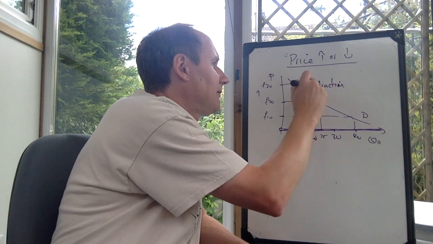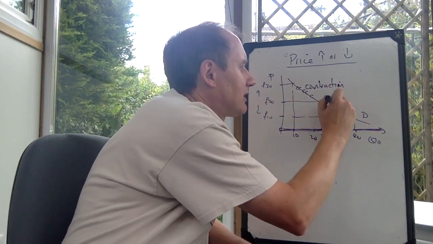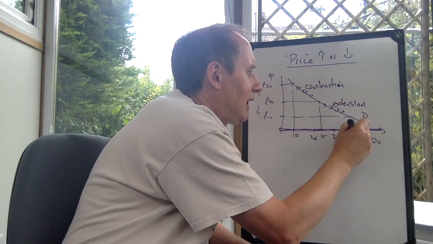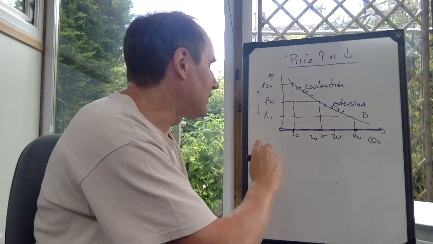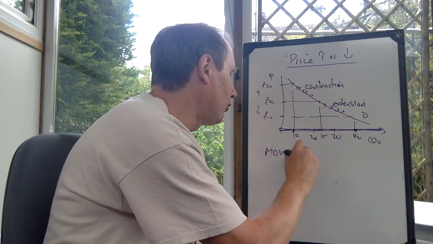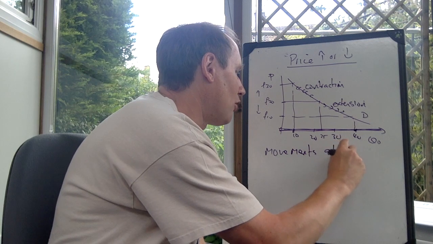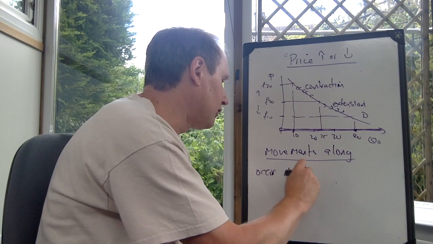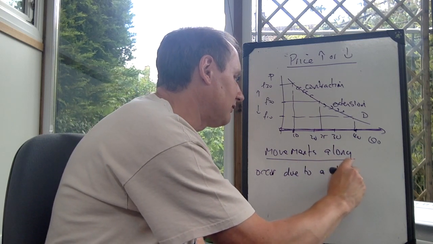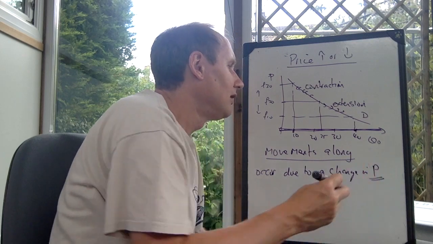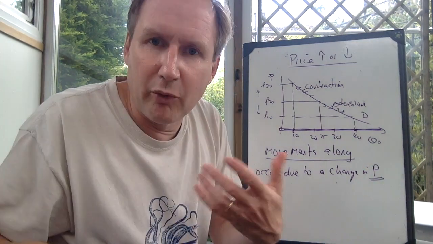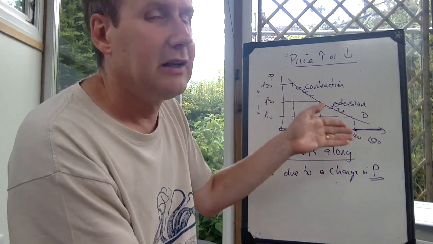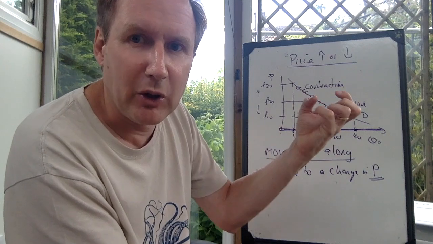So an increase in price leads to a contraction in demand. Demand contracts. A decrease in price leads to an extension in demand. We end up with a higher quantity rather than a lower quantity. And these things, taken together, are called movements along the demand line, and they occur as a result of a change in price. That's because the demand curve is drawn assuming that nothing else is changing. The only thing that's changing here is price, so we just move to a different point along the line.